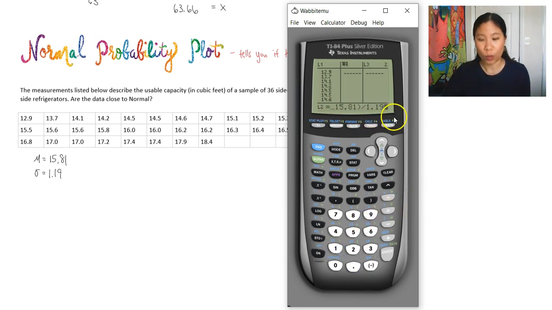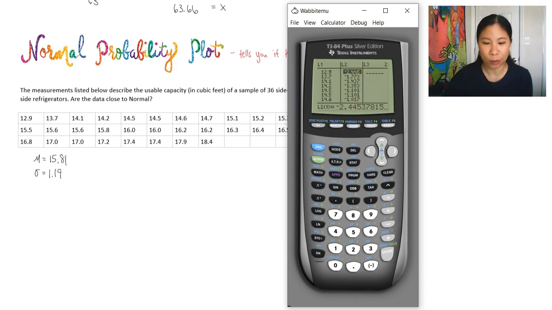Okay, once you have that typed in, then when you hit enter, it'll automatically take each of your data values from L1 and do the little calculations that we typed in and give you the z-score. So here we go. Enter. Oh my gosh, all my z-scores. So it does it for you, which is great because that would have been really tedious to do on our own. Once we have z-scores, these are what we're graphing out on a normal probability plot.